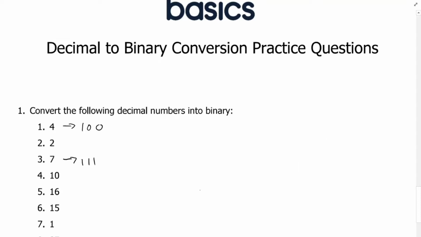Right, I'll leave you to do 1.4 on your own. Let's do 1.5, so 16. So write down 16. Divided by 2 is 8, remainder 0. 8 divided by 2 is 4, remainder 0. 4 divided by 2 is 2, remainder 0. 2 divided by 2 is 1, remainder 0. And 1 divided by 2, 0, remainder 1.